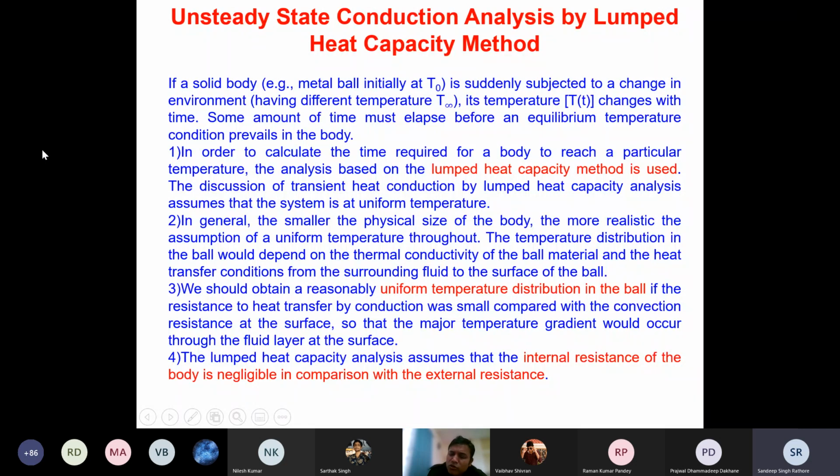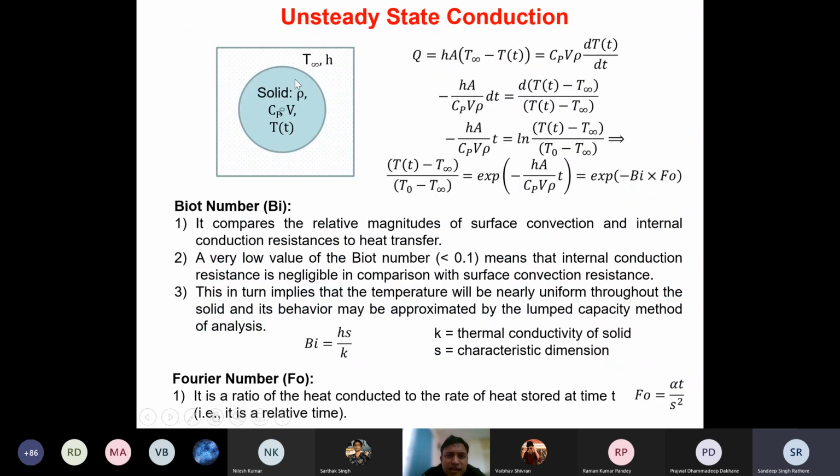So even though there is a gradient between the surface temperature and the temperature at the center, you are assuming that gradient is very small because the thermal conductivity of this solid is very high. Because of that, you are assuming this entire solid as one unit, and you are not looking at the conduction resistance happening here. Instead, you are only looking at the convection resistance which is present outside of this solid.